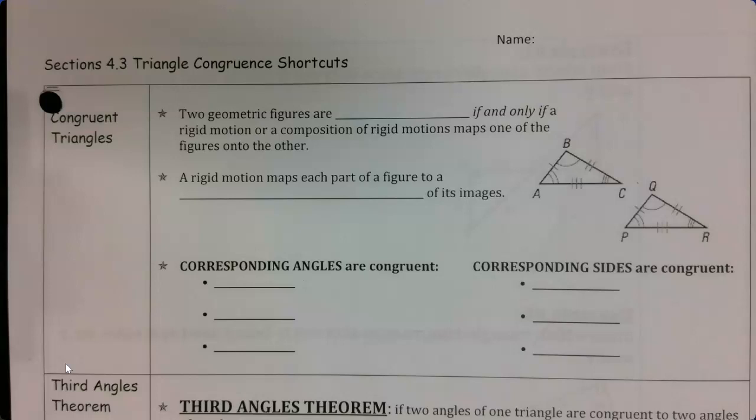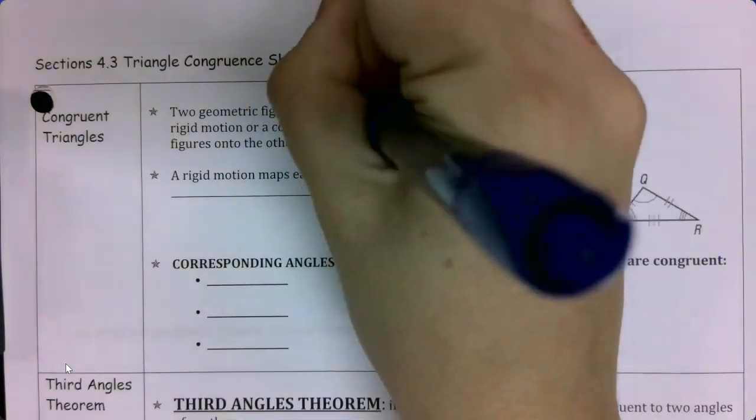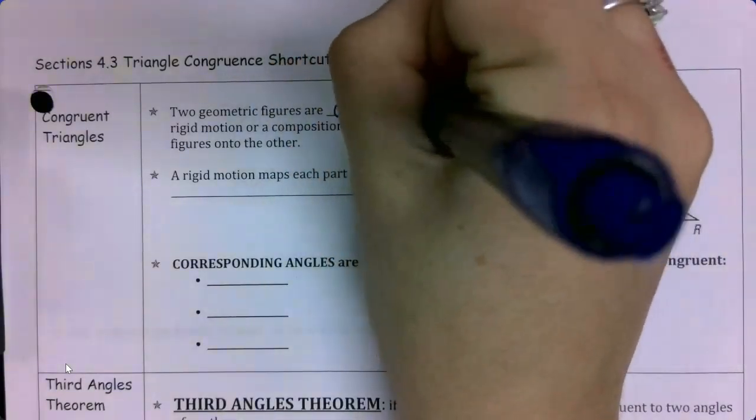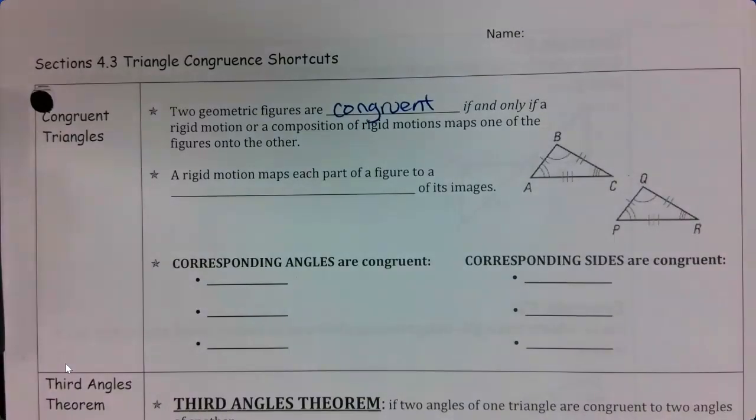So today we're talking about triangle congruence shortcuts. Two geometric figures are congruent if and only if a rigid motion or composition of rigid motions maps one of the figures onto the other. A rigid motion maps each part of a figure to a corresponding part of its image.